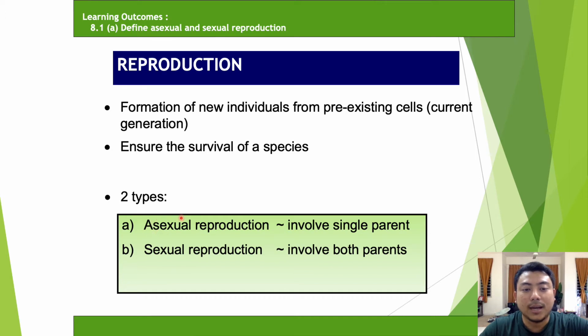So what is asexual reproduction? It only involves a single parent. So it means that there is no male, no female. There is only one gender that can reproduce. For sexual reproduction, it involves both parents, i.e. it involves male and female.